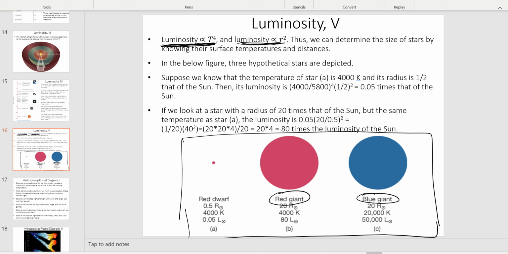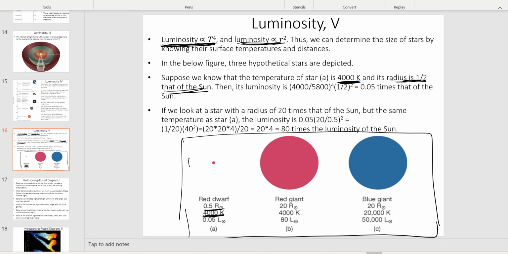And then we have what's called a red dwarf. We're going to get into these different classifications in the next section of this lecture. But for now, what we mean by red dwarf is a small cool star. What we mean by a red giant is a large red star, and by a blue giant, a large blue star. Let's say that we know that the temperature of star A is 4,000 Kelvin, which we do, and its radius is 1/2 that of the sun, which we do.